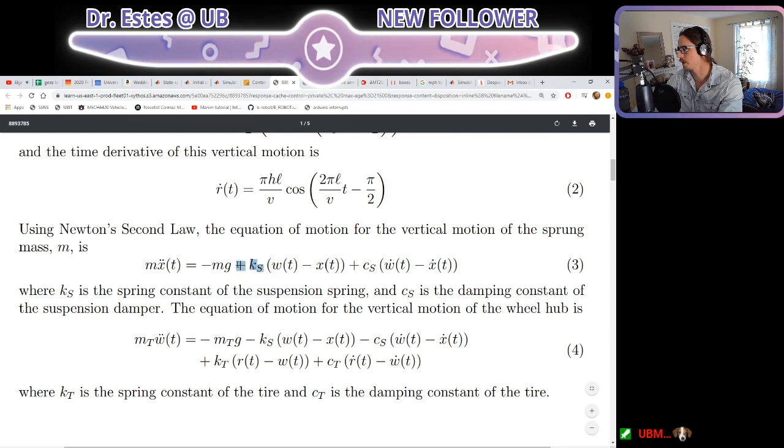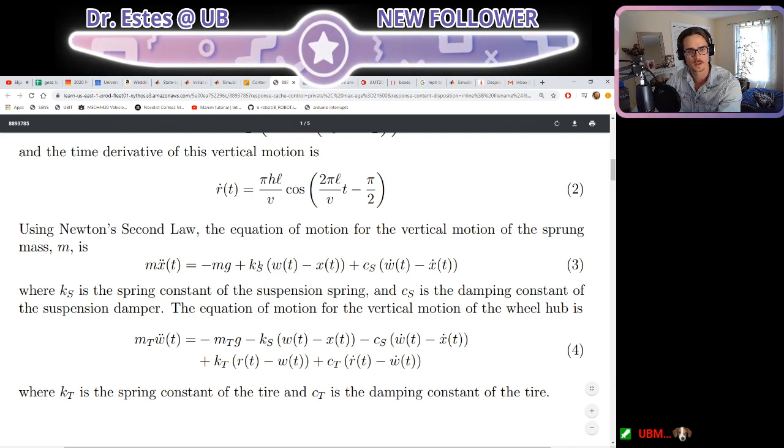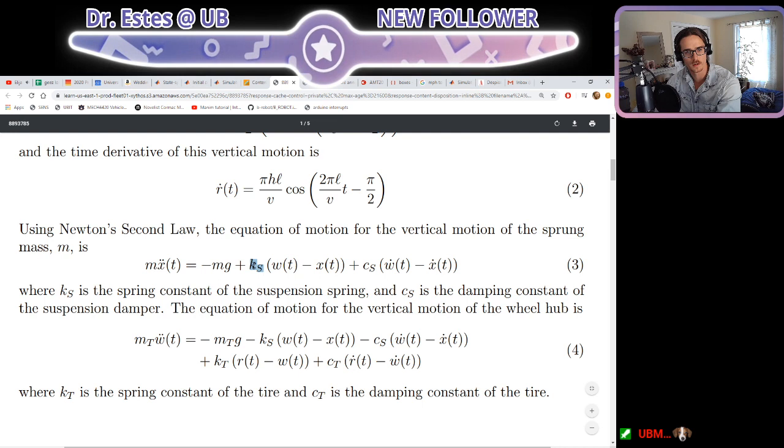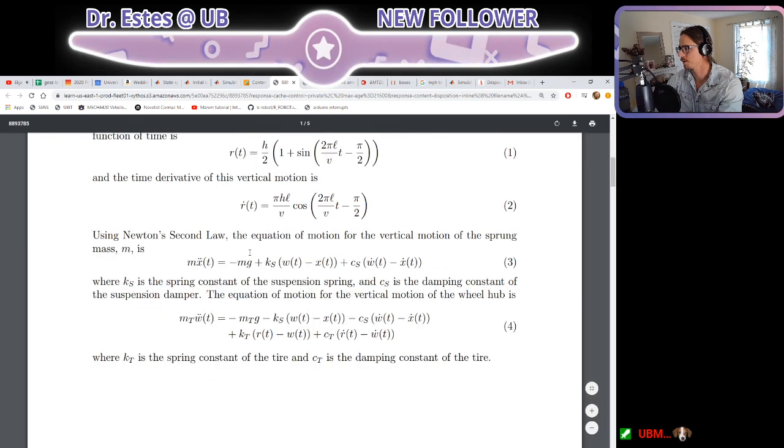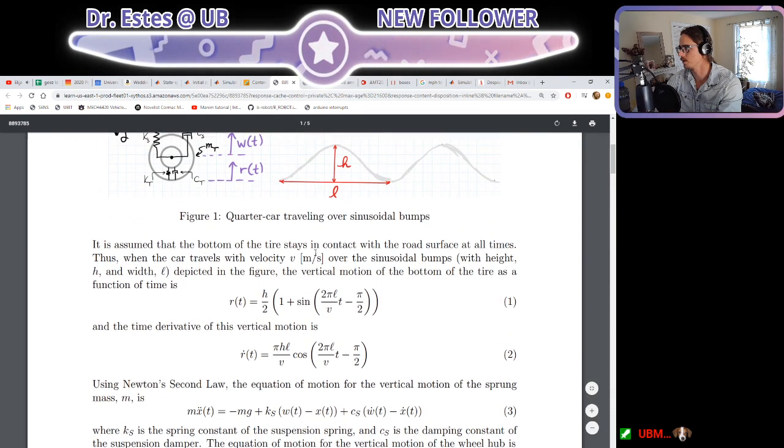The spring is going to be, well, okay, if the wheel hub goes up, then that's going to generate an upward force through the spring on the sprung mass. But the amount that the spring is actually deflected is the difference between w(t) and x(t). That's why I put this subtraction here. Maybe I'll zoom out a little. It's easier if you look at the picture.